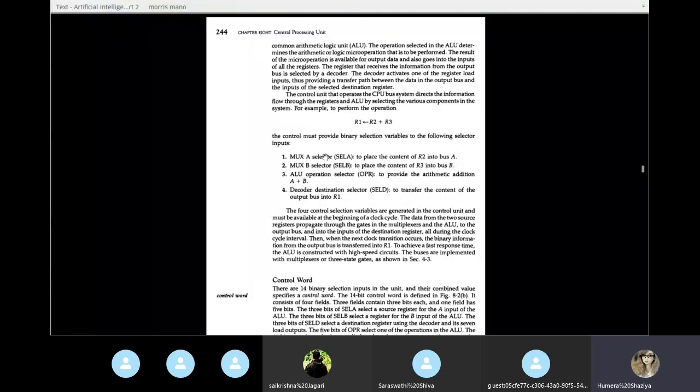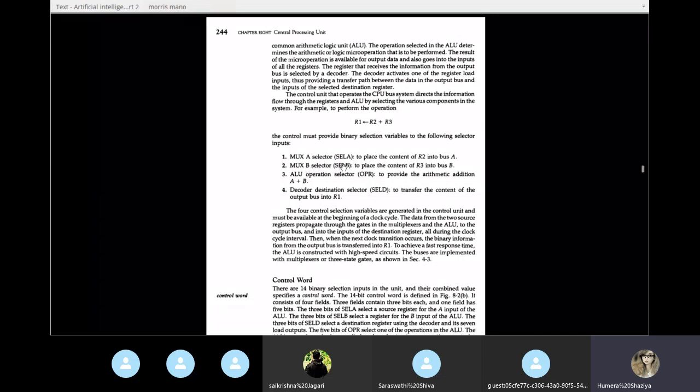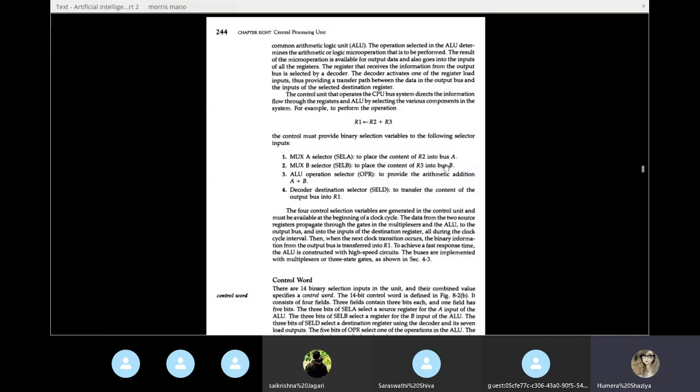Now look here, what happens is multiplexer A, selector cell A, places the contents of R2 into bus A, and mux B, which is driven by cell B, places the contents of R3 into bus B, and ALU performs OPR, which is plus, and the result goes into R1 because of this decoder destination selector cell D. So it transfers the contents of the output bus into R1.